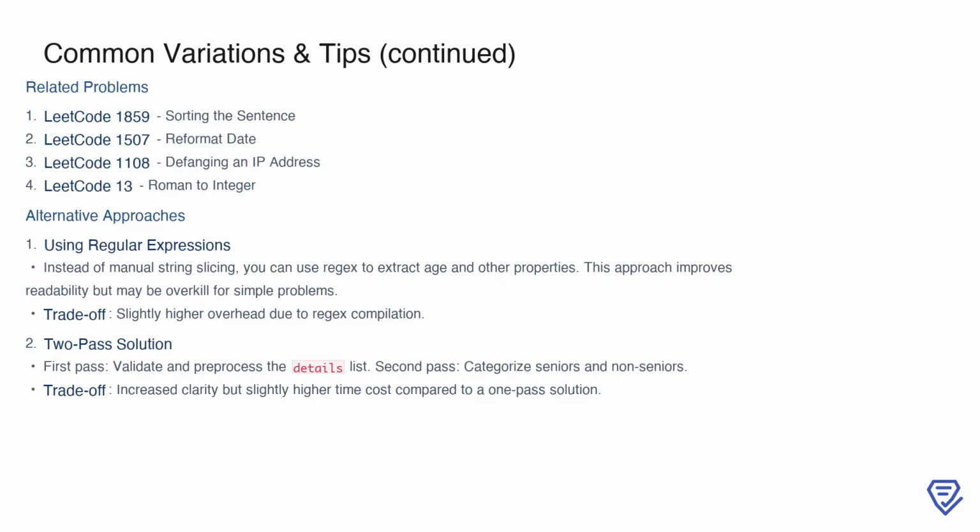Another approach is to use a two-pass solution. In the first pass, validate and preprocess the input list. In the second pass, categorize the entries into seniors and non-seniors. This method increases the clarity of your code but comes with a slight time cost compared to a one-pass solution. Both approaches have their trade-offs, so choose based on the problem's complexity and the clarity you want to achieve.